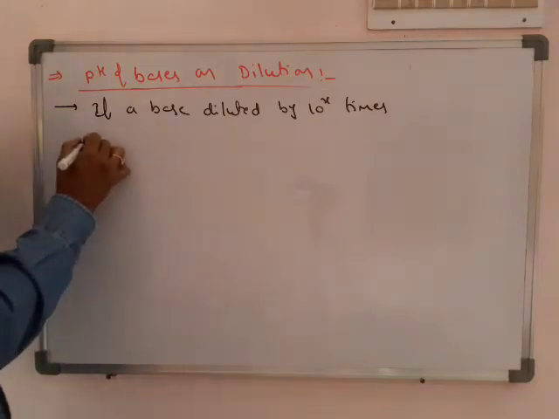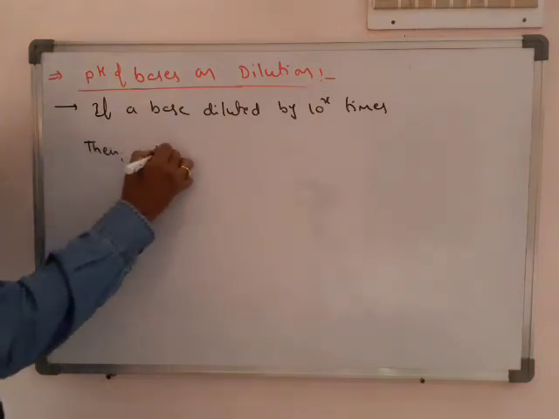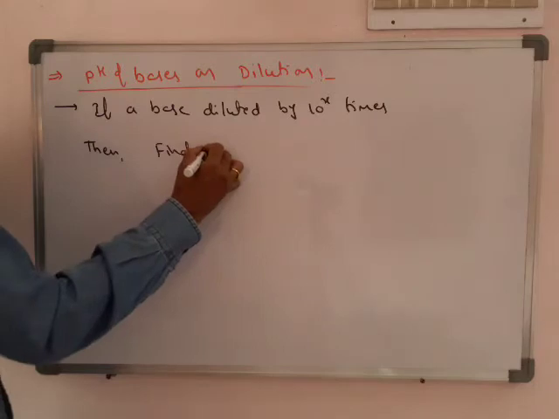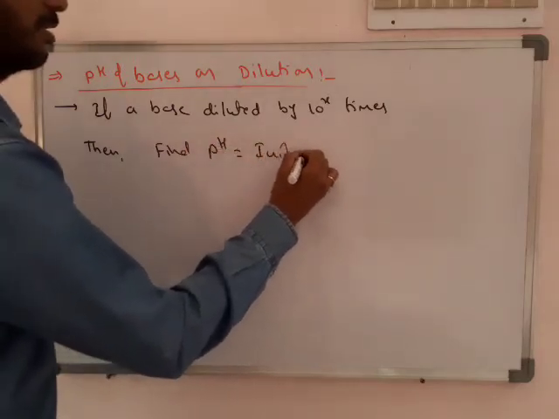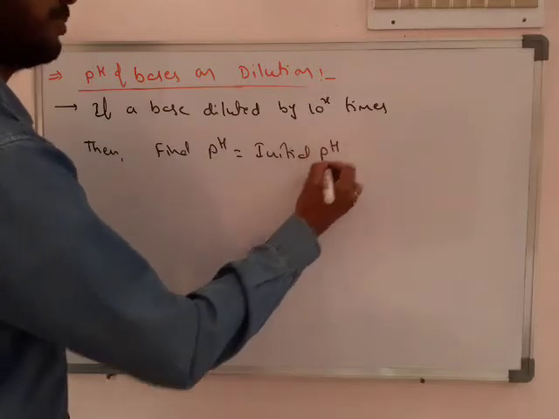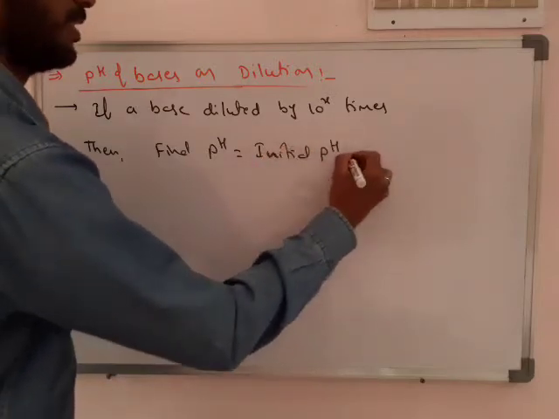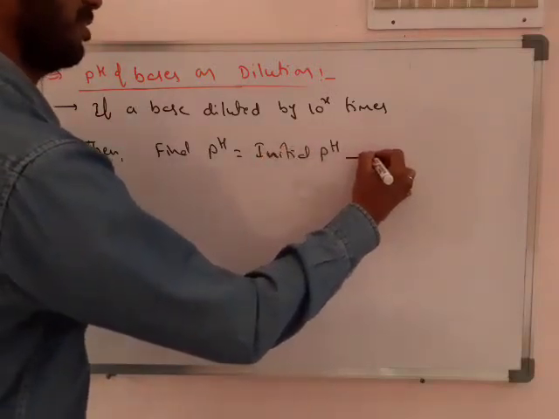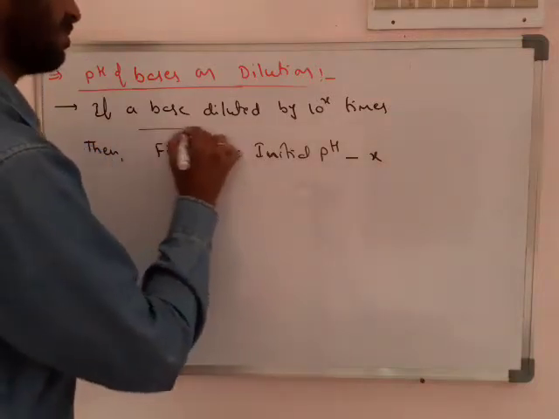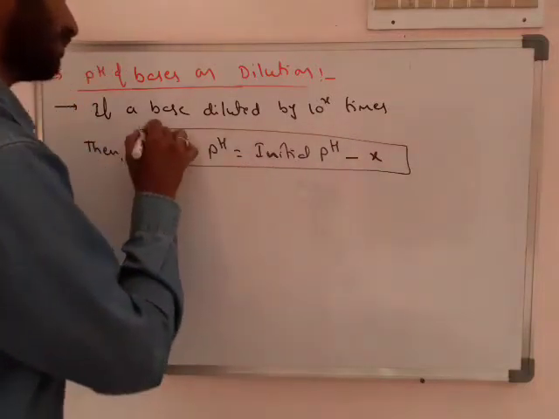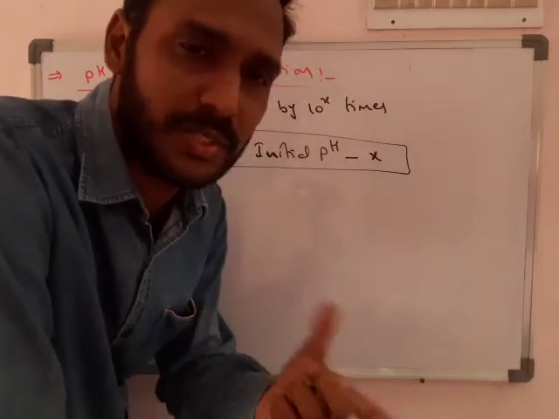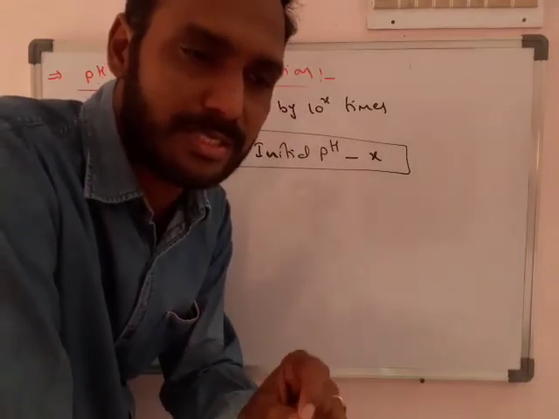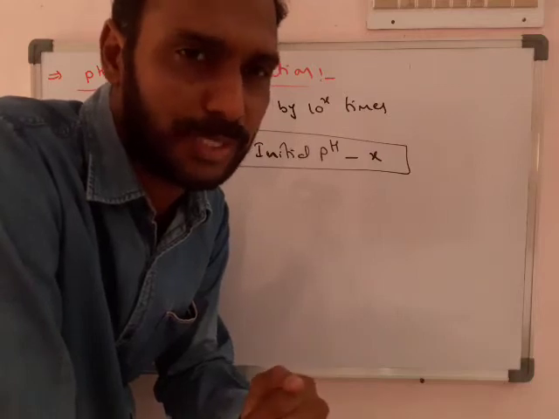Then the final pH of that base is equal to its initial pH minus x, because if you write plus x, its pH value increases. So for bases, strength is directly proportional to pH value.